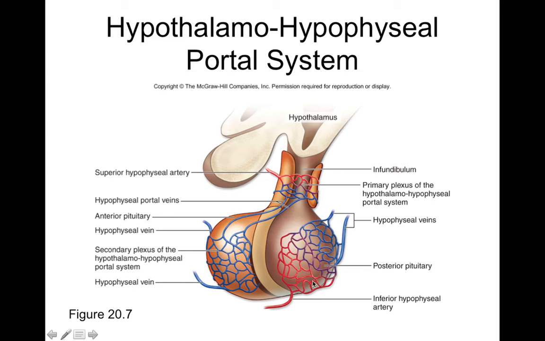There's only regulatory hormone communication between the hypothalamus and the anterior pituitary, and that communication is mediated by the hypothalamo-hypophyseal portal system, which is a series of blood vessels here between the hypothalamus and pituitary.